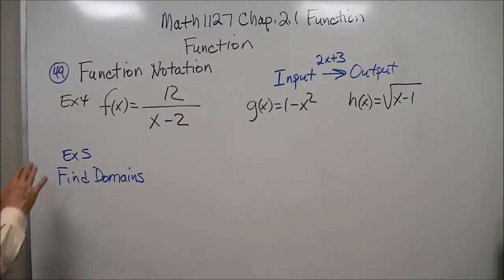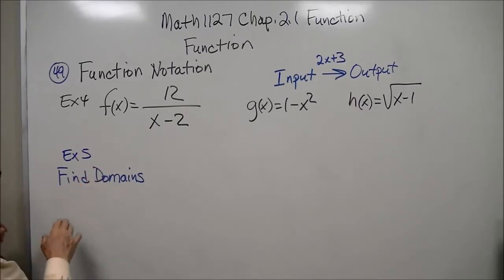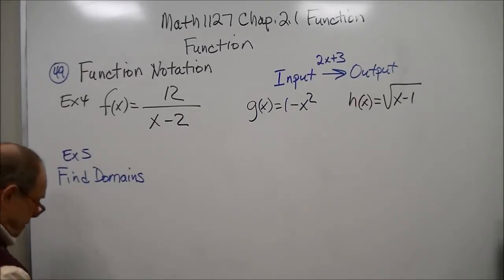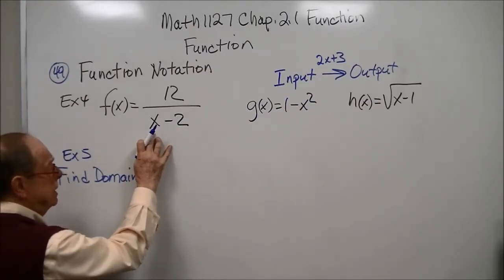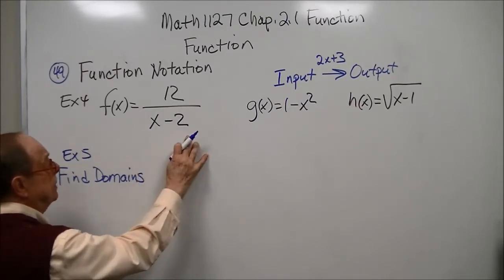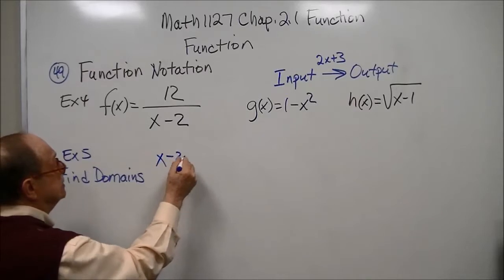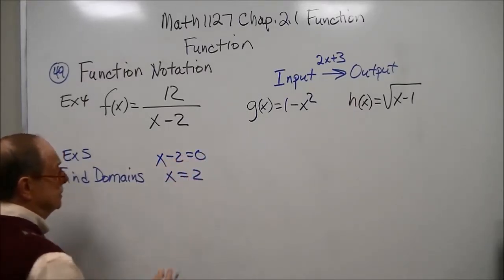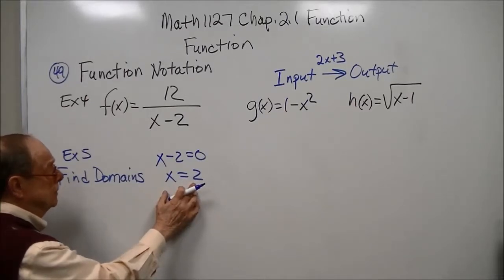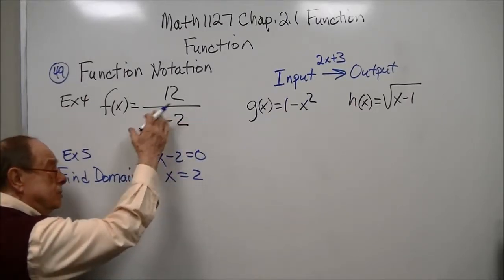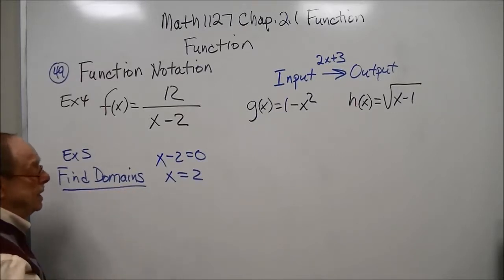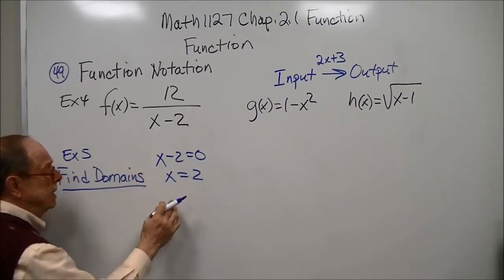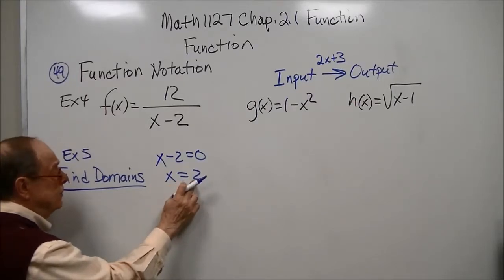Example 5 is a continuation of example 4, but they want us to find the domains of the x term. Now, whenever x appears in the denominator, remember what value would make this denominator a 0? Well, we use that technique: x minus 2 equals 0, x equals 2. So if x were a 2, x minus 2 would be a 0. That is, 2 minus 2 is a 0. So when we are defining our domain for a variable in the denominator, it cannot be a 2.